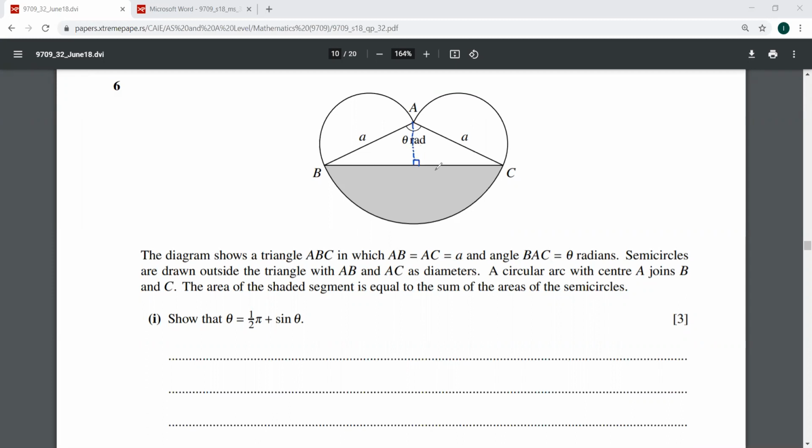I haven't read the statement. Okay, so semicircles are drawn outside the triangle with AB and AC as diameters. A circular arc with center A joins B and C. So this means the radius of this circular arc is A, while the radius for these diameters is going to be half A. The area of the shaded segment is equal to the sum of the areas of the semicircles. Okay, so I didn't need to have that triangle.